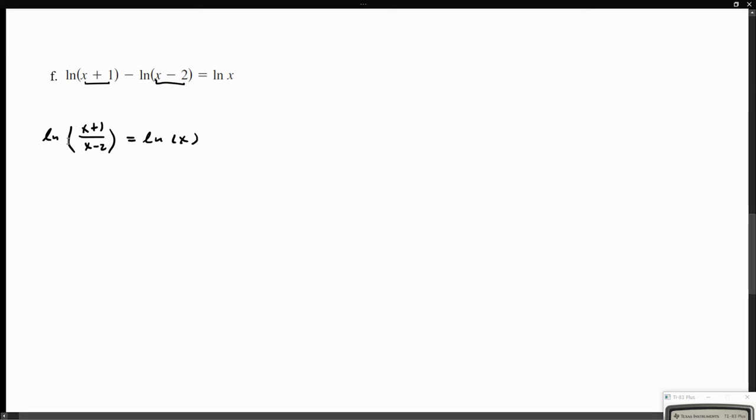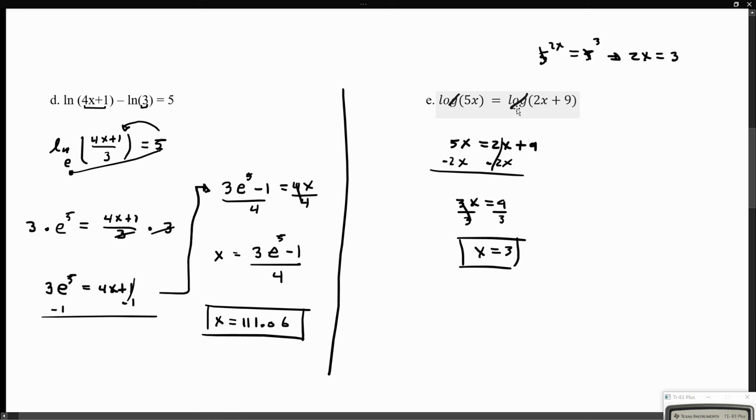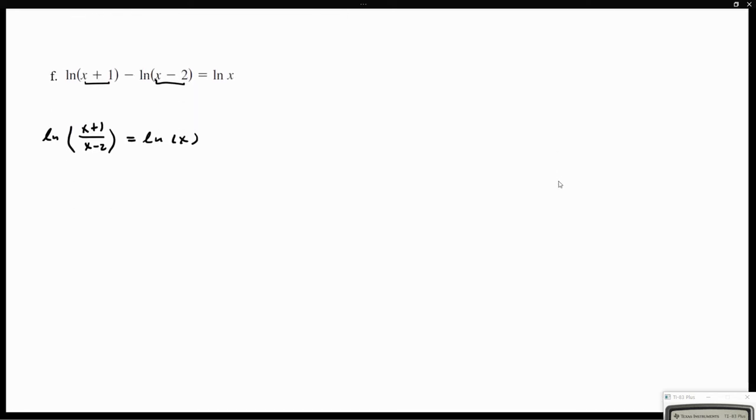Now I have ln equals another ln. They have the same base, so they can just cancel out, just like we did in example E. So now ln cancels out, so that's gone, and that's gone. So now I have the expression (x plus 1) over (x minus 2) equals x. And now this becomes an algebraic equation that we can definitely solve.